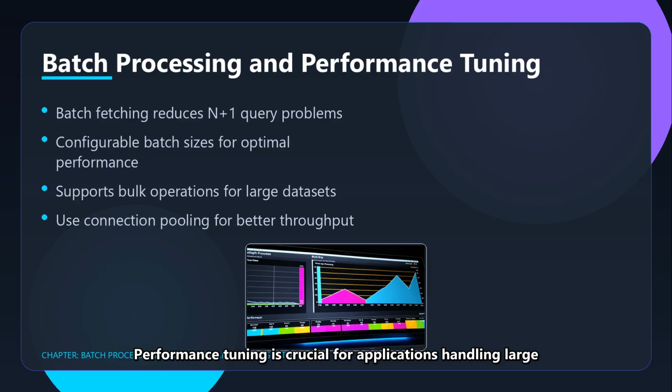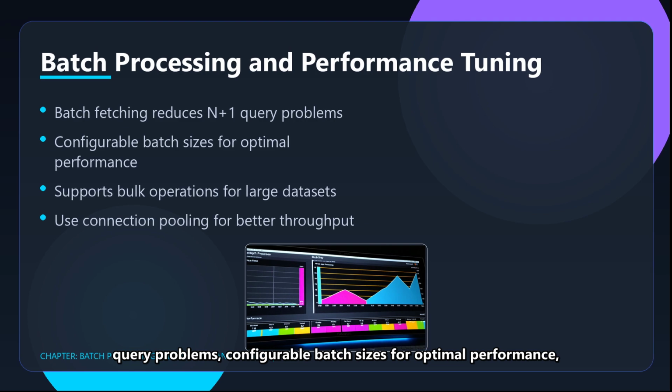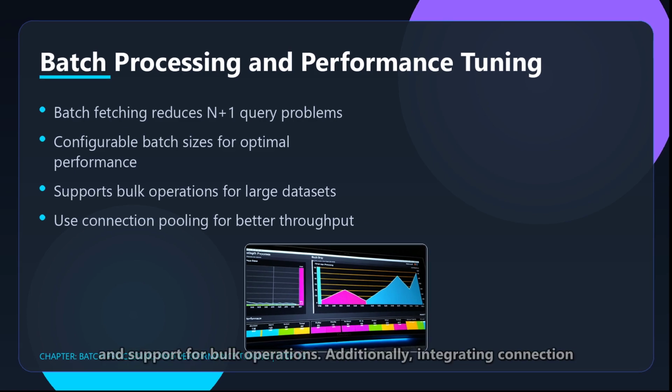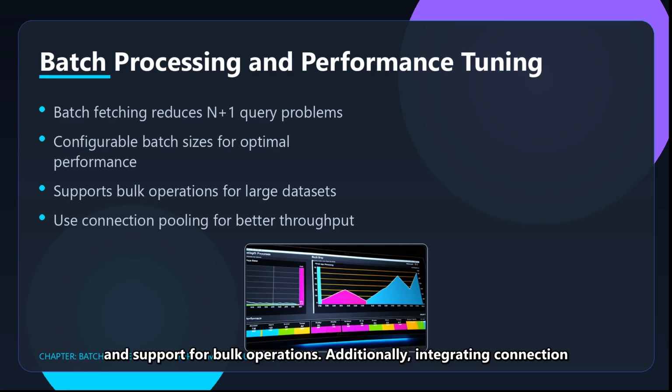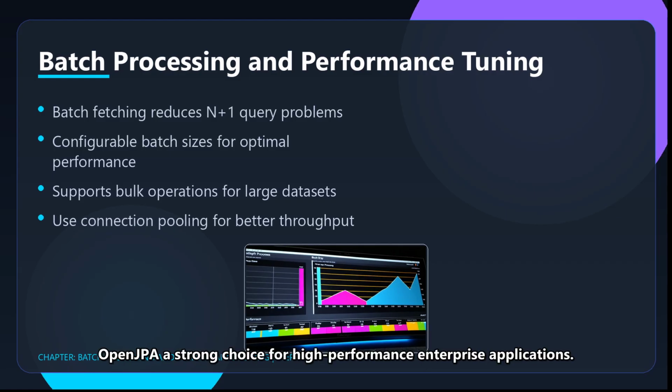Performance tuning is crucial for applications handling large data sets. OpenJPA offers batch fetching to reduce N+1 query problems, configurable batch sizes for optimal performance, and support for bulk operations. Additionally, integrating connection pooling can significantly improve throughput. These features make OpenJPA a strong choice for high-performance enterprise applications.